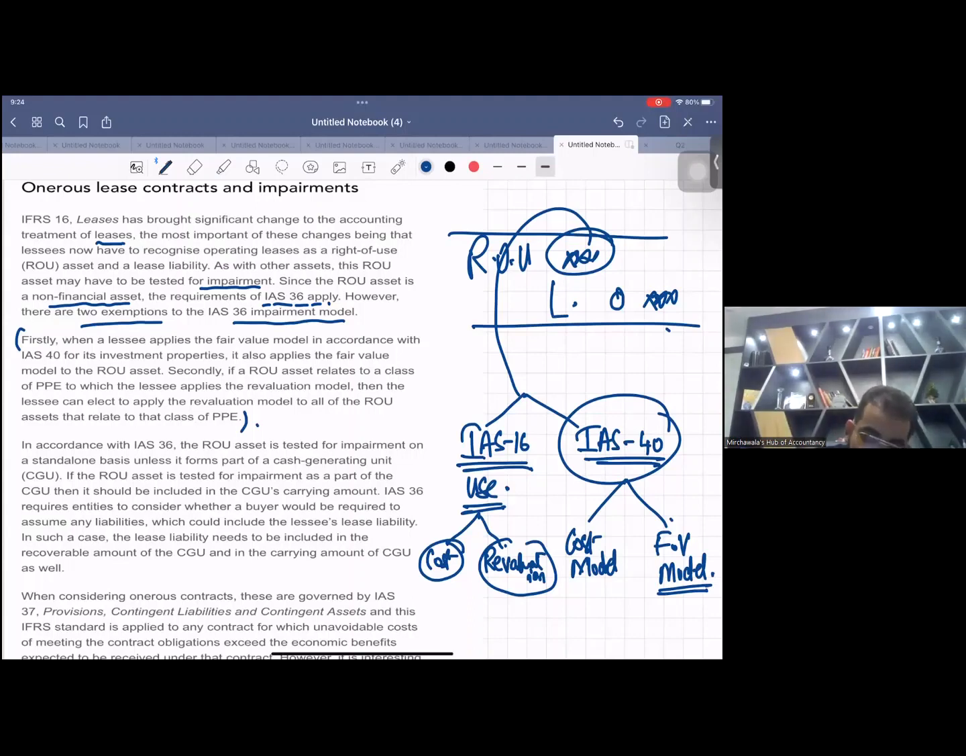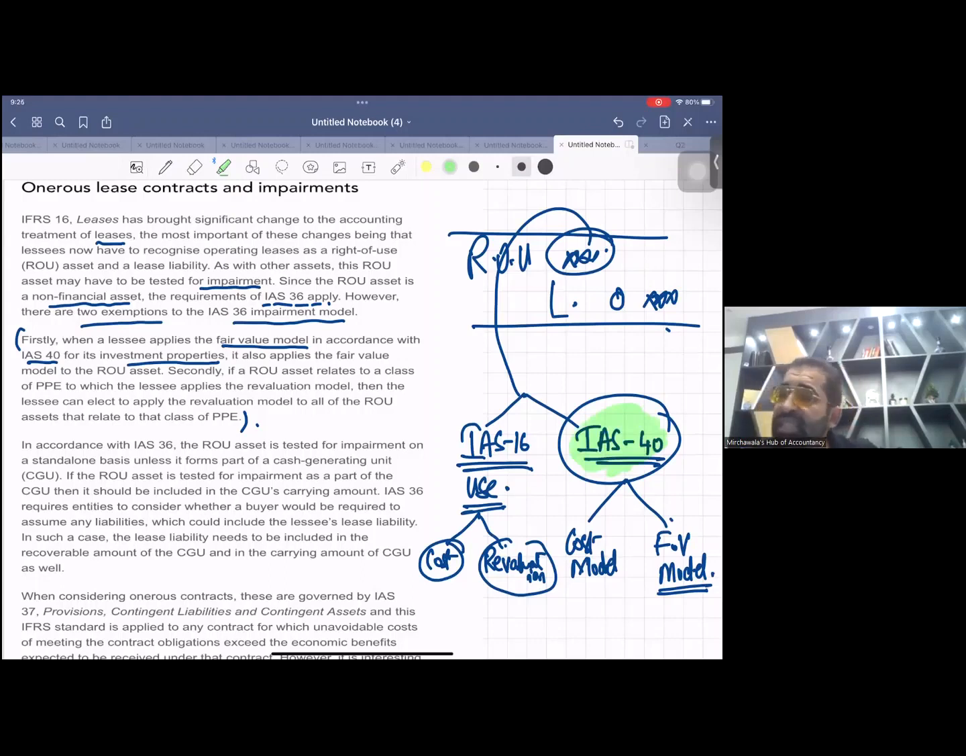Firstly, when a lessee applies the fair value model in accordance with IAS 40 for its investment properties. Now hold. Let us say you bought a property on lease and you made the entry ROU debit and lease obligation credit. Now you have started giving that property on rent, so you are earning rental income from that property, and IAS 40 is justifiable.